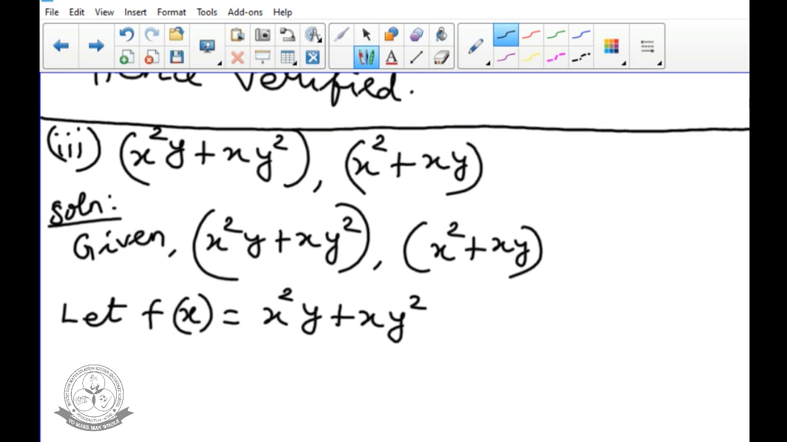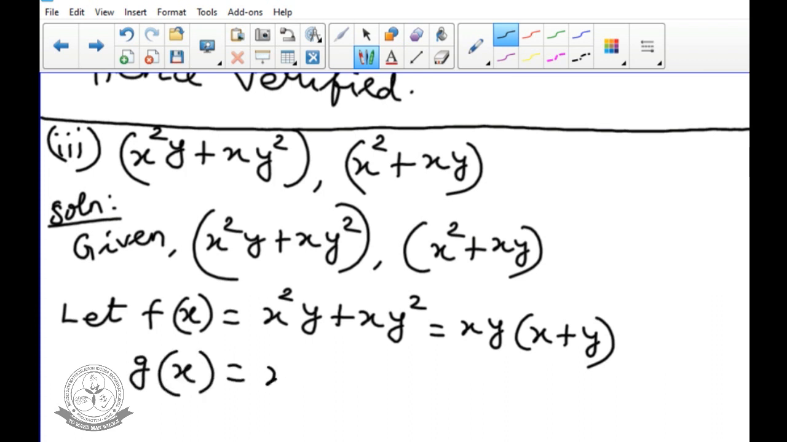See here, x squared y plus x y squared. Here xy is common, so we take it out, and we get xy into (x plus y). In the first term xy is common, and in the second term xy is also common. Next, we assume the second term is g of x. g of x equals x squared plus xy. In this term x is common, so we take out x and get x into (x plus y). So f of x is xy into (x plus y), and g of x is x into (x plus y).